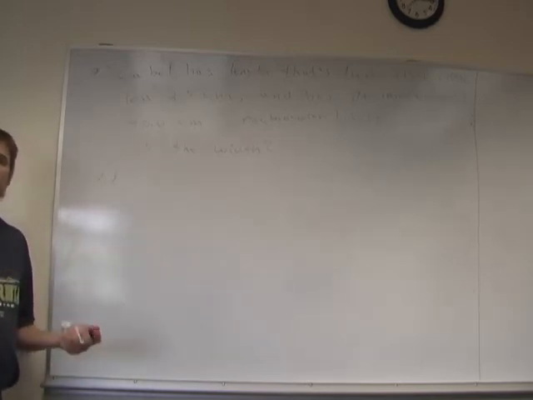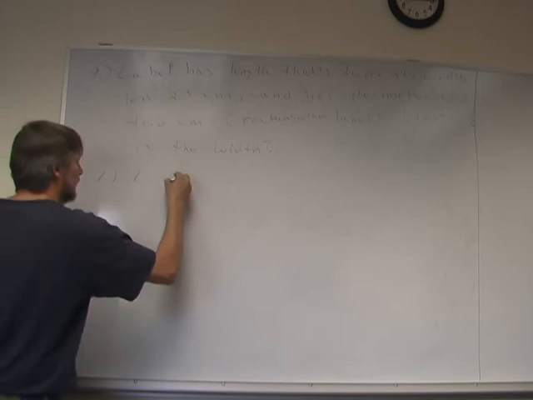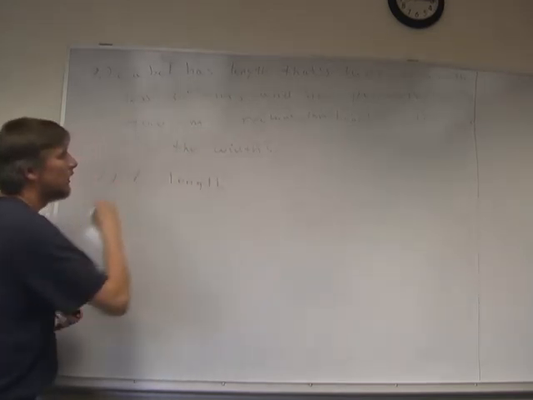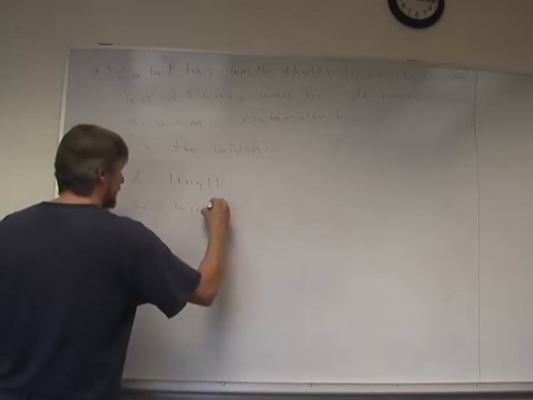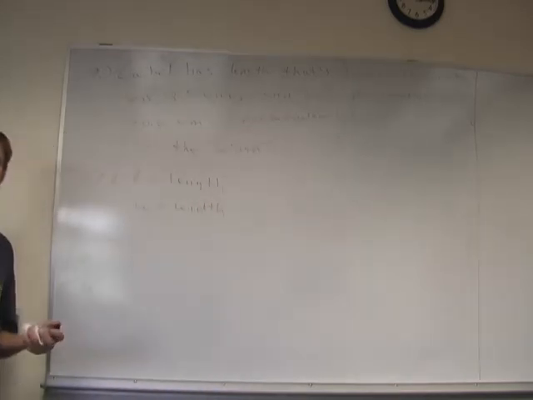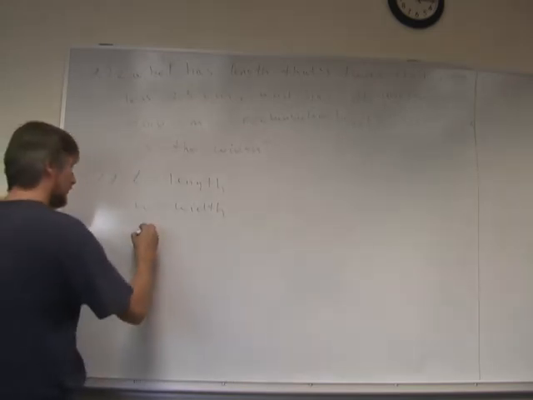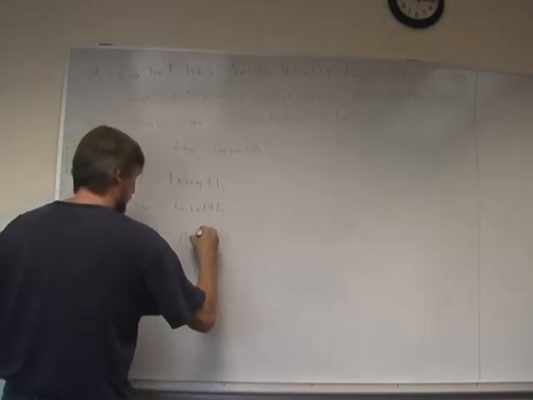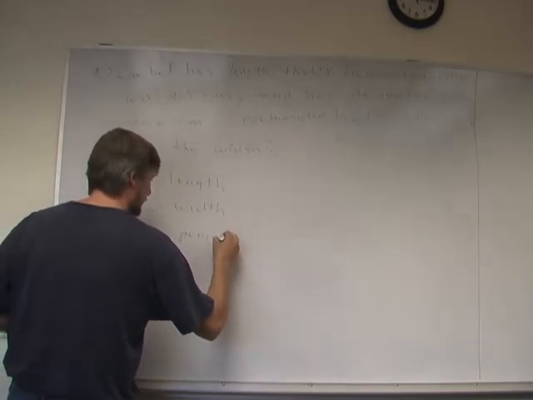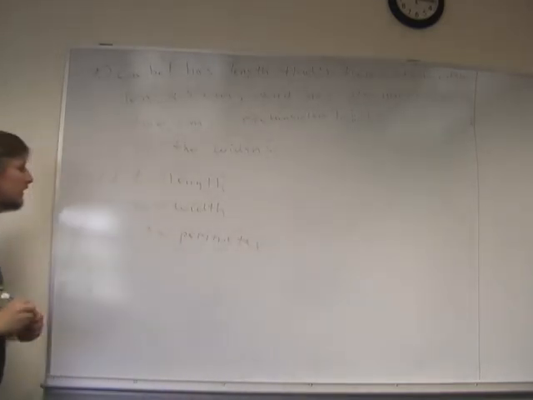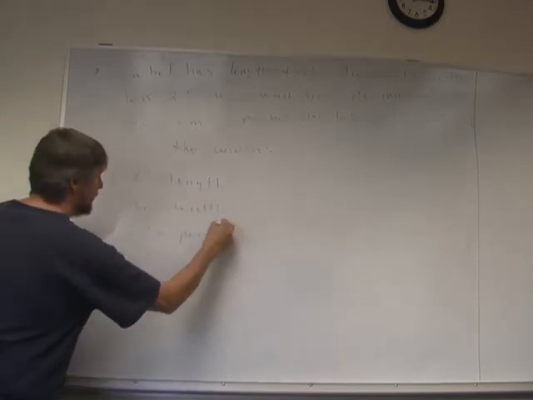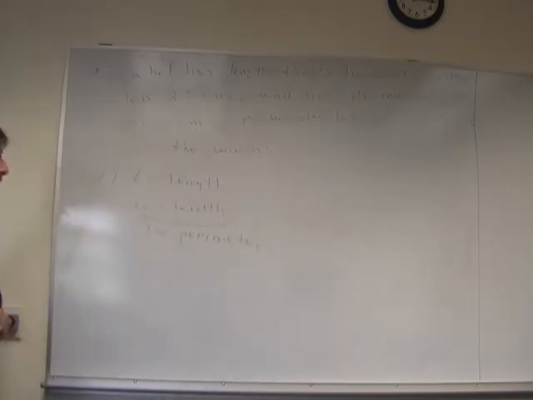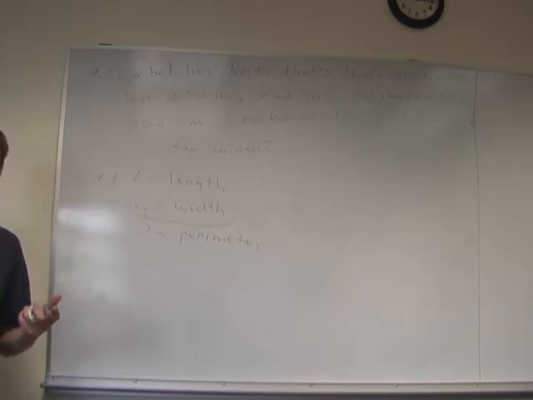Well, we're given that there's a length. Let's call that L. We're also told there's a width. Let's call that W. Finally, we're also told of a quantity called perimeter. Let's call that P. Now, what's important to do is to look at the label, specifically the quantity we're looking for. In this problem, we're going to be looking for the width. So we're going to want to keep that in mind throughout solving this problem.